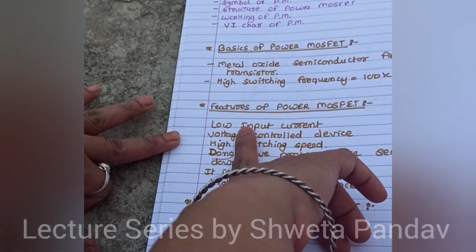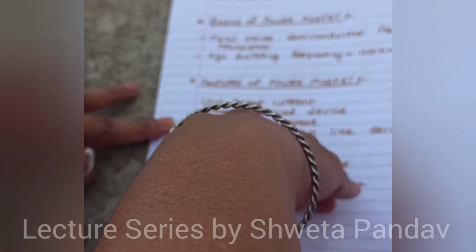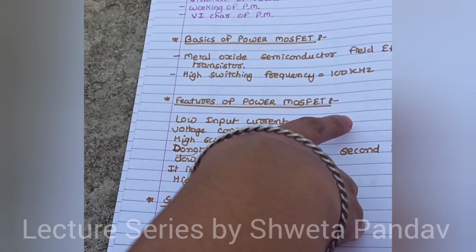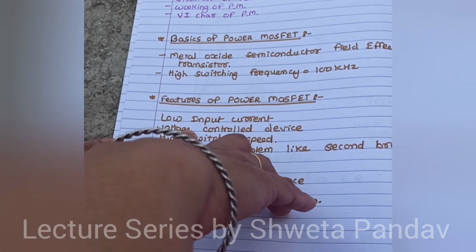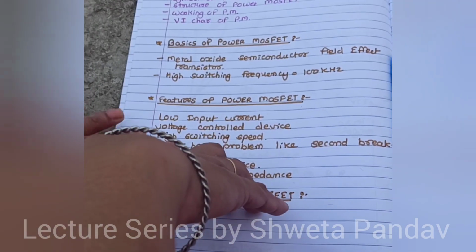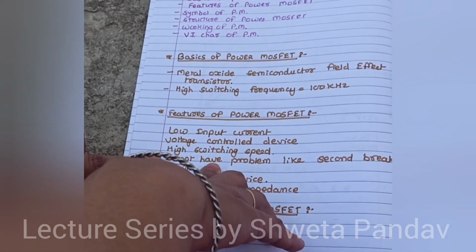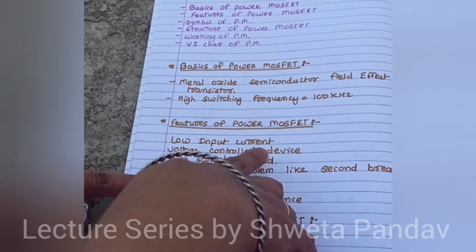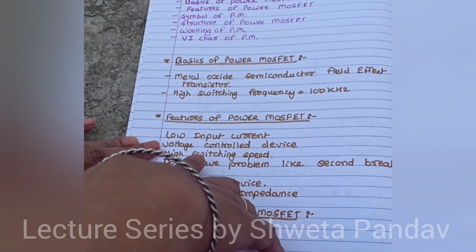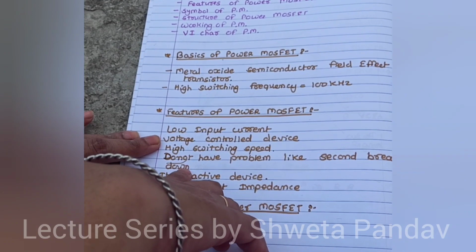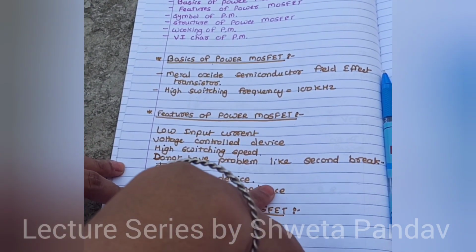Power MOSFET has low input current. It is a voltage control device, meaning its output current and voltage depend on the input voltage value. Third, it has high switching speed. Next, it does not have a problem like second breakdown. Secondary breakdown happens in power BJT, while in power MOSFET we don't have the problem of secondary breakdown. Next, it is an active device and it has high input impedance.